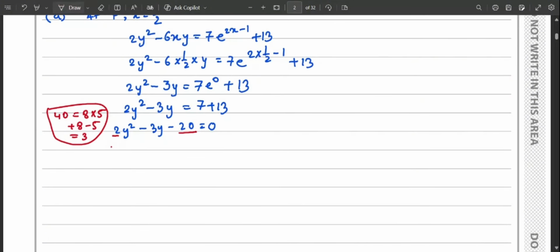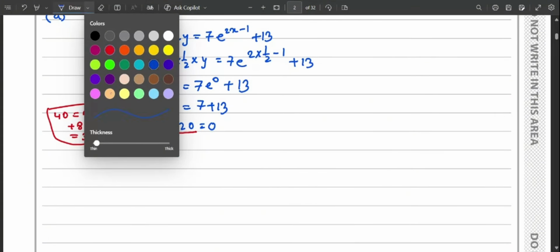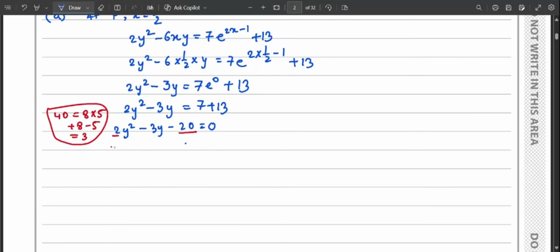So using this information, I can write 2y squared minus 8y plus 5y minus 20 is equal to 0. So this will be the second step for our middle term.